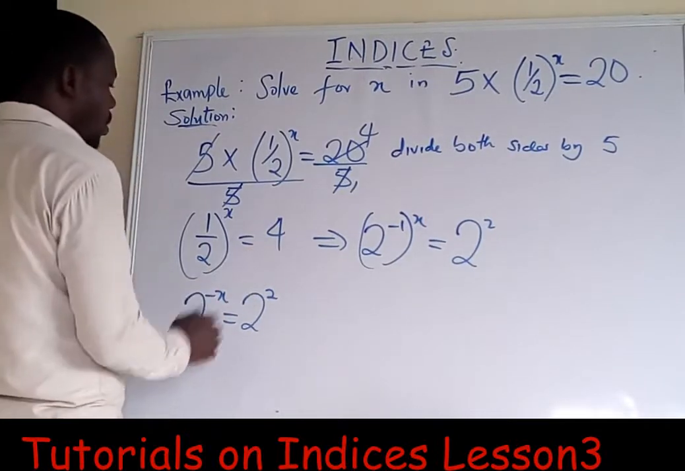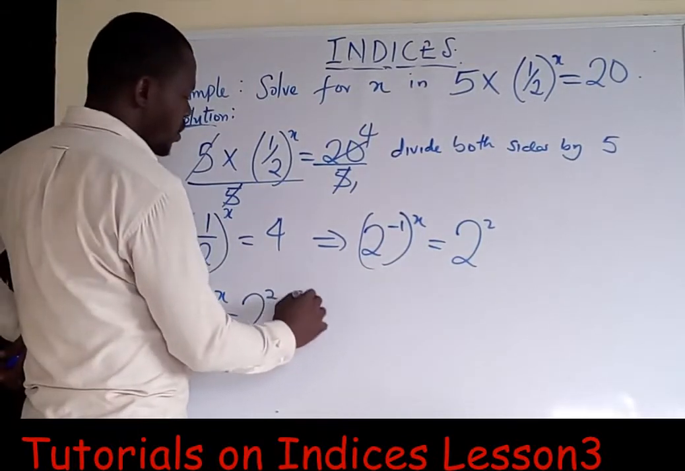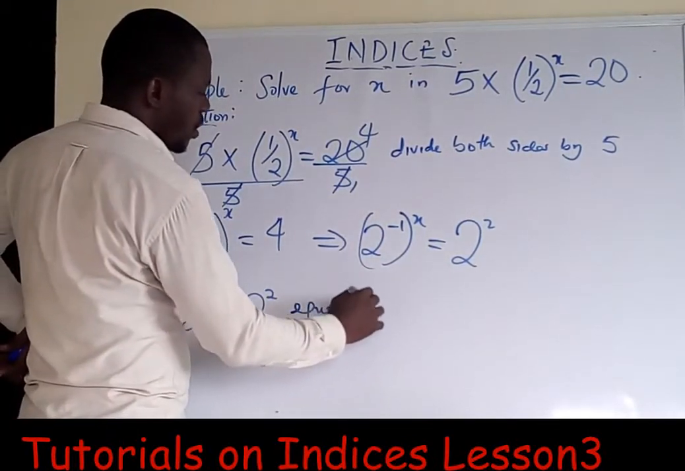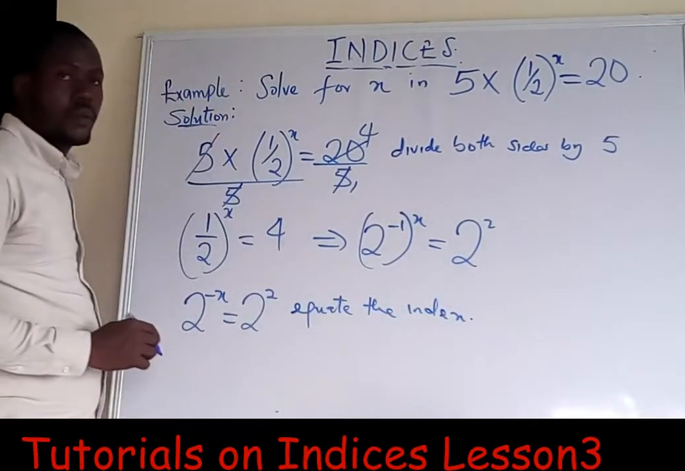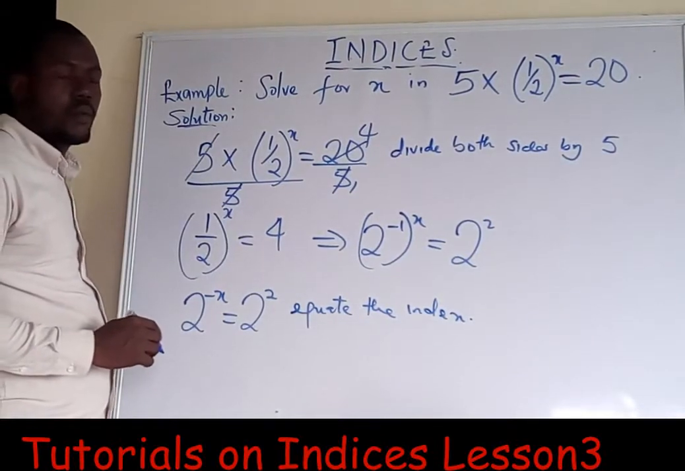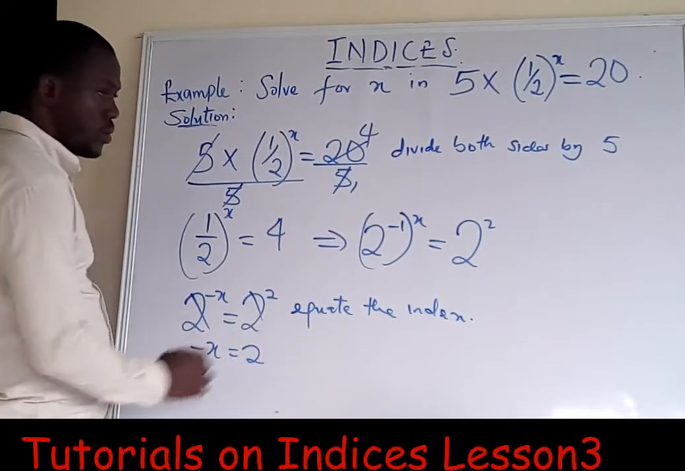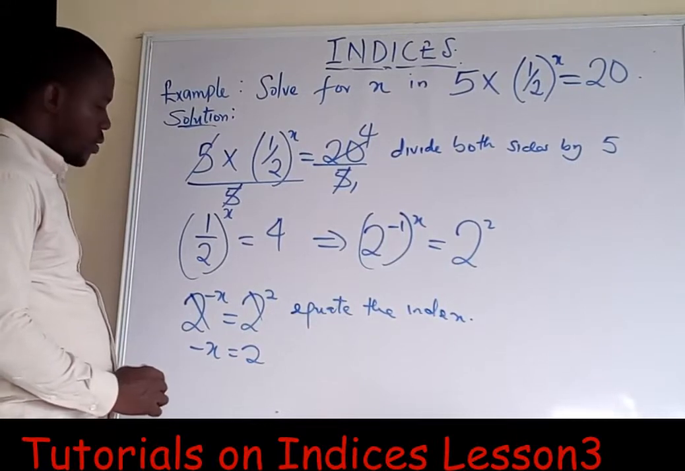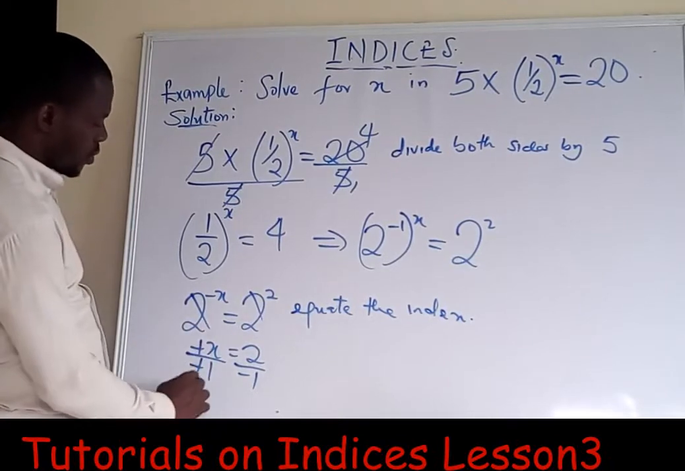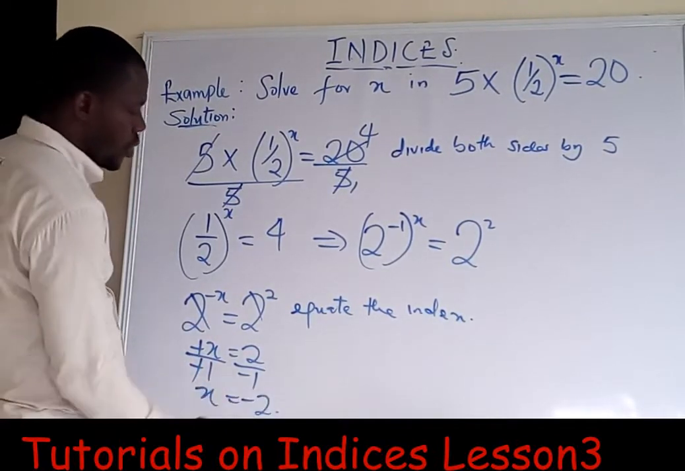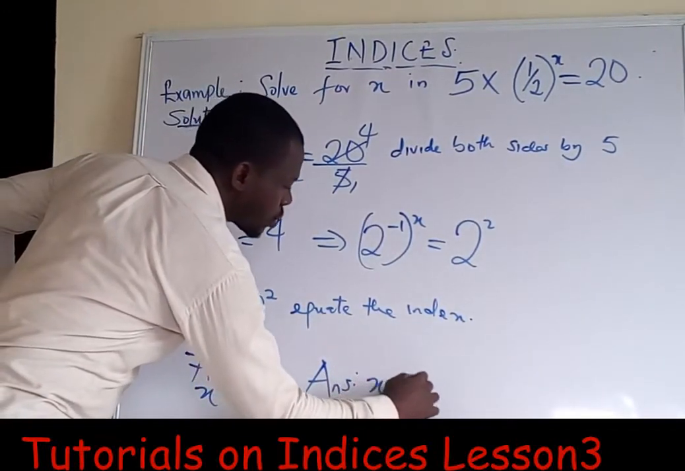And here now, what am I going to do? I need to equate the index now. So I have minus x equals to 2. Okay? And then what am I going to do? I divide by minus 1 to cancel out this one, so my x equals minus 2. So the answer here is x equals minus 2.